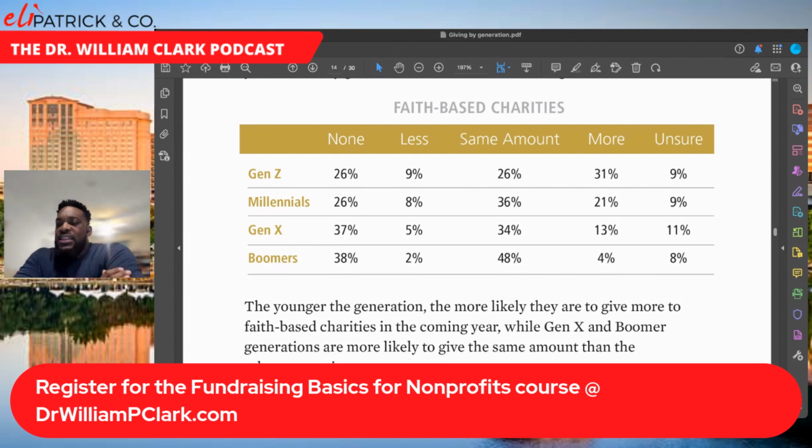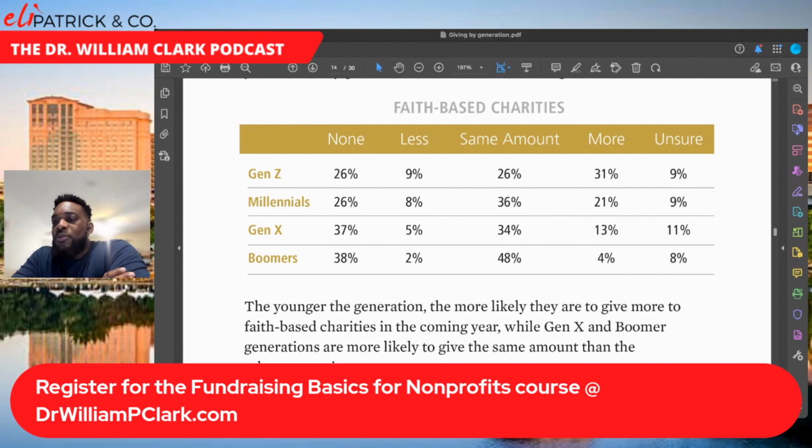Gen X, 37% said they are giving nothing. 5% of Gen Xers say they're giving less in 2022 than they did in 2016. 34% reported that they are giving the exact same amount as they did in 2016 in 2022. 13% noted they are giving more in 2022 than they were originally in 2016. 11%, this is the highest reported number, are stating that they are unsure about their giving habits, whether they're giving less, the same amount, more, or none. They're just not tracking it right now.